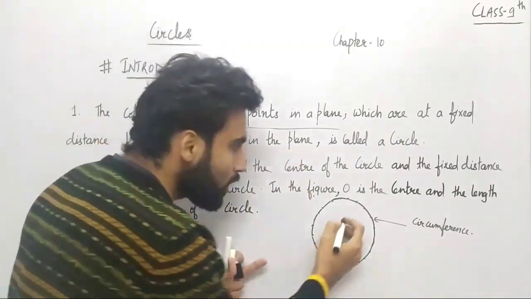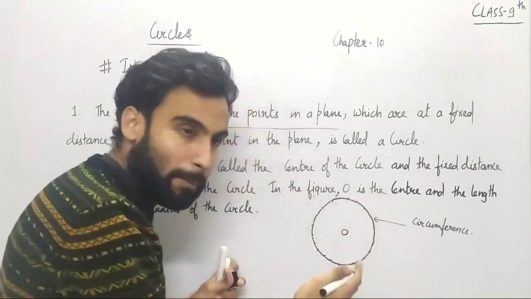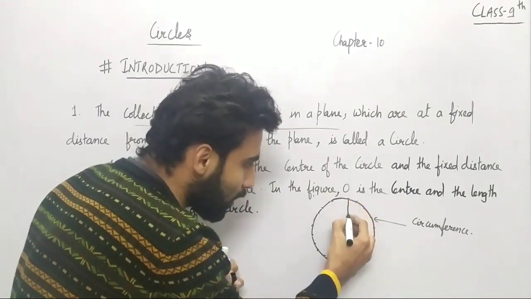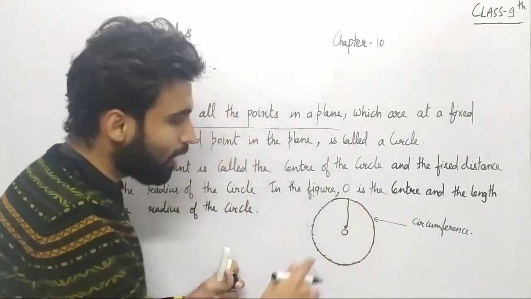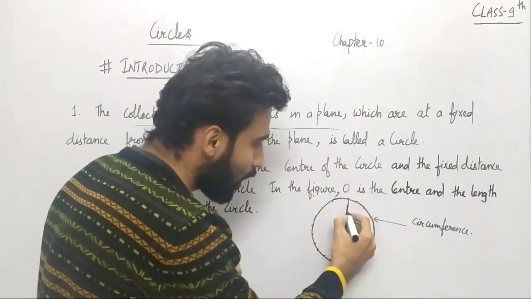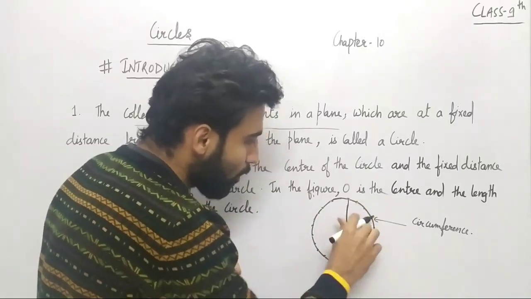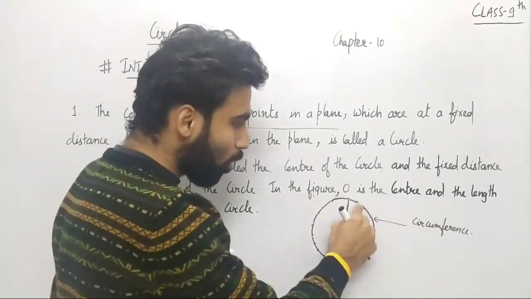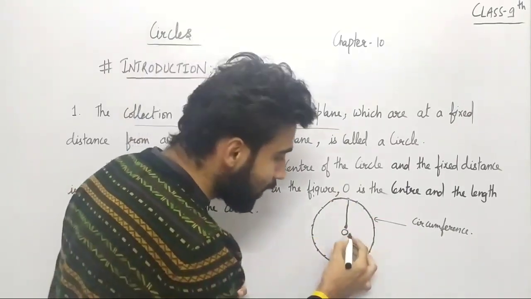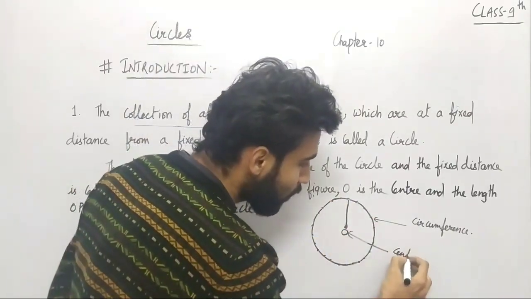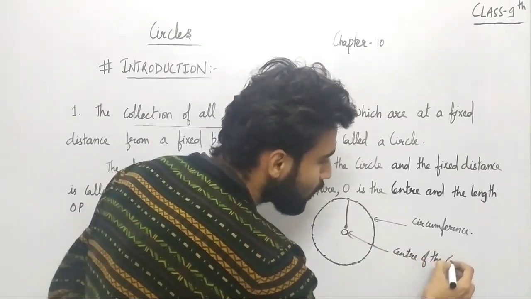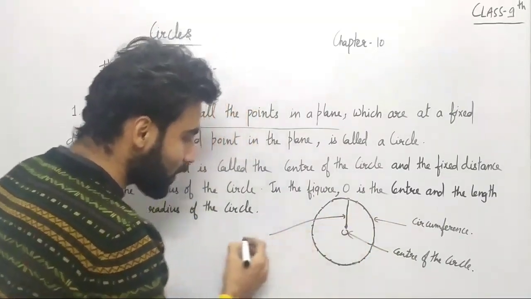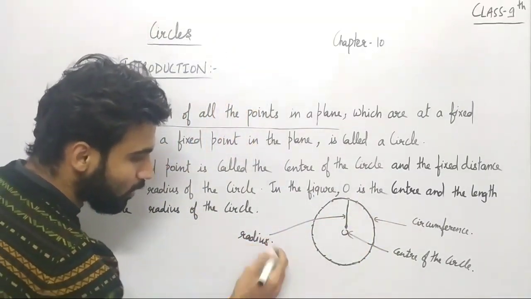If I talk about this point, for example, let me join this point with the center here, right? Let me draw it a bit straighter like this. You can see the distance of this point, which is lying on the circumference of this circle, from the center of the circle. What is this? The center of the circle. Getting my point? This distance is known as the radius, right?